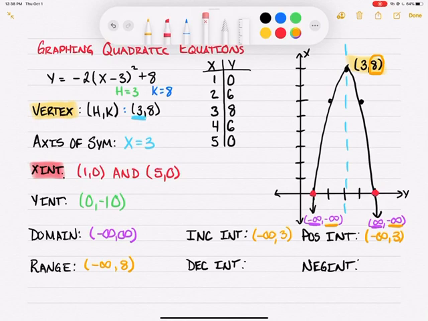Decreasing interval, again, we're reading our graph from left to right, meaning I start at that middle piece and I'm going to the right. I have to go downward because that's the direction my graph is going, meaning I'm decreasing from the vertex to my right arrow. And I look at the x value again, that's from 3 to positive infinity. We're also going in the negative direction, so 3 to positive infinity. All right, guys, we have graphed, labeled, and found all of the values for our quadratic equation. Have a great day.